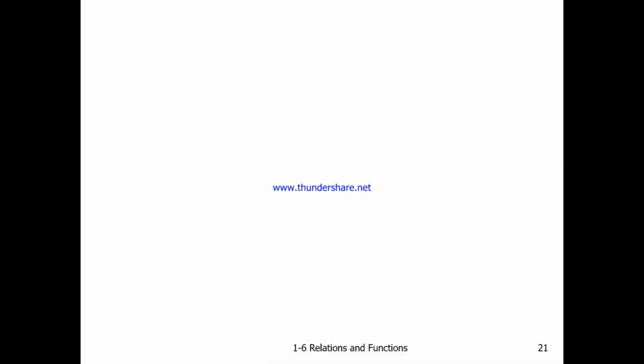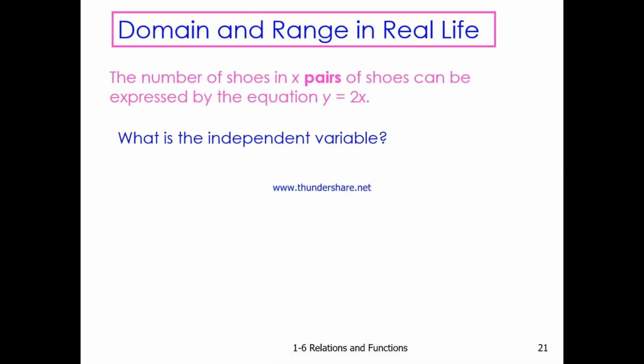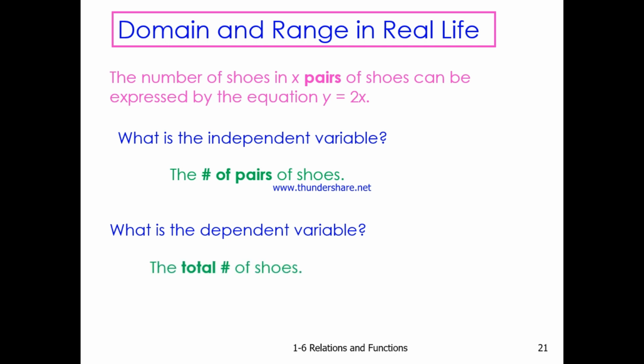So in this function, the independent variable is the number of pairs of shoes, while the dependent variable would be the total number of shoes. So for example, there are 6 pairs of shoes, so meaning the total number of shoes is 12. If there are 10 pairs of shoes, the total number of shoes will be 20. So the independent variable is the number of pairs of shoes, while the dependent variable is the total number of shoes.